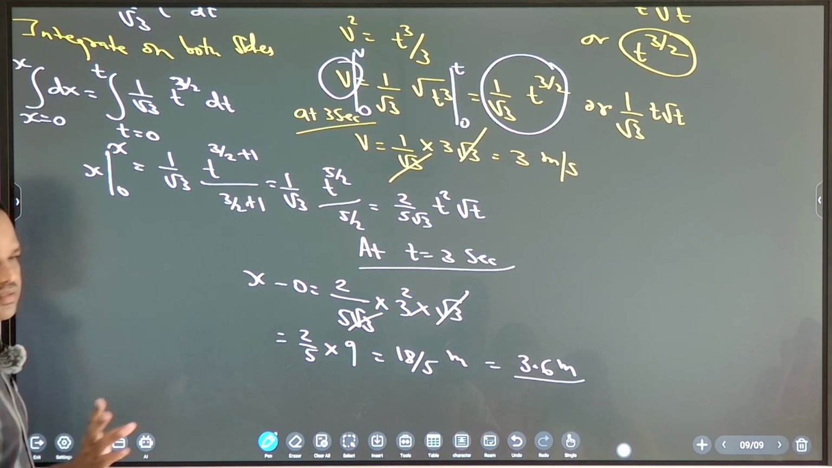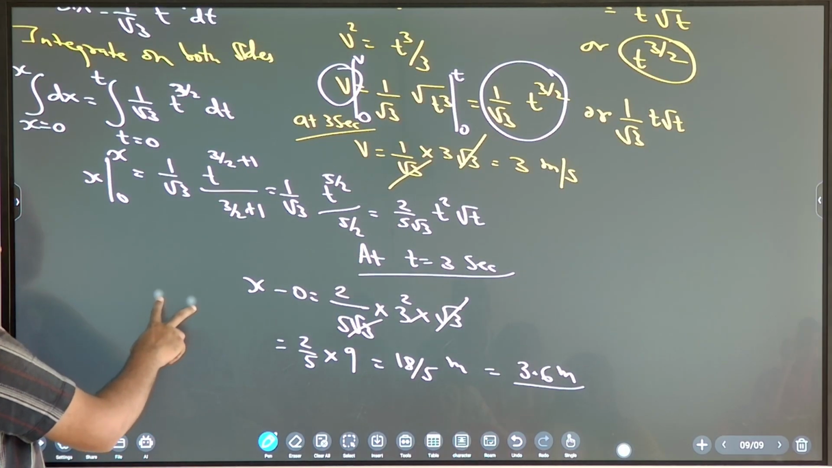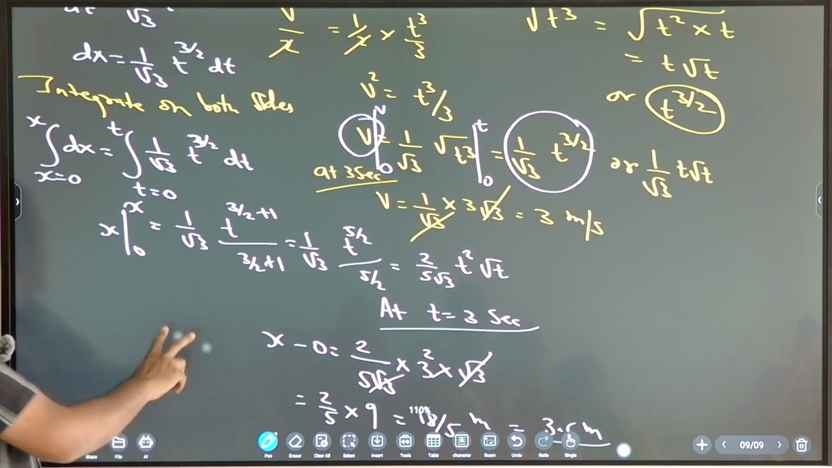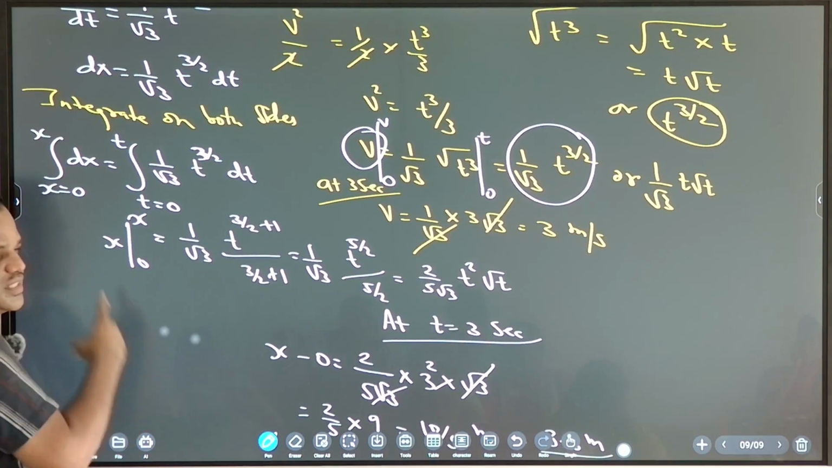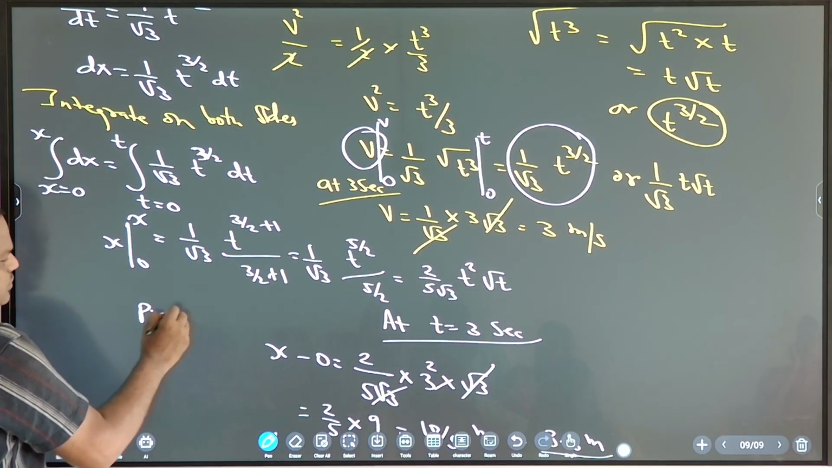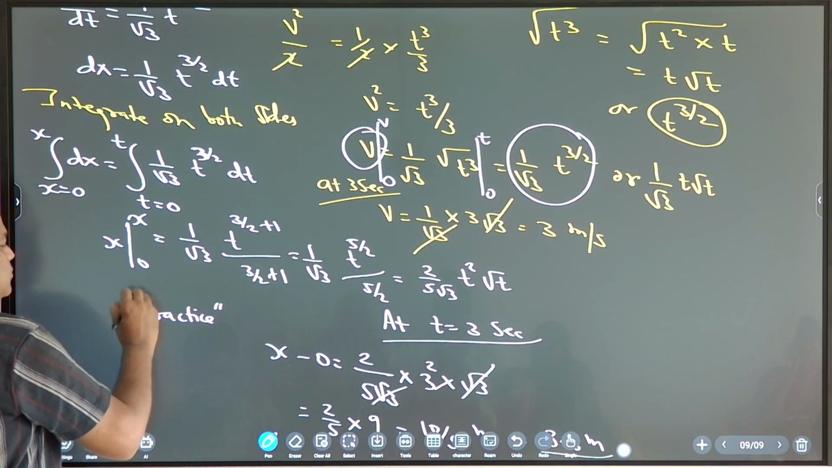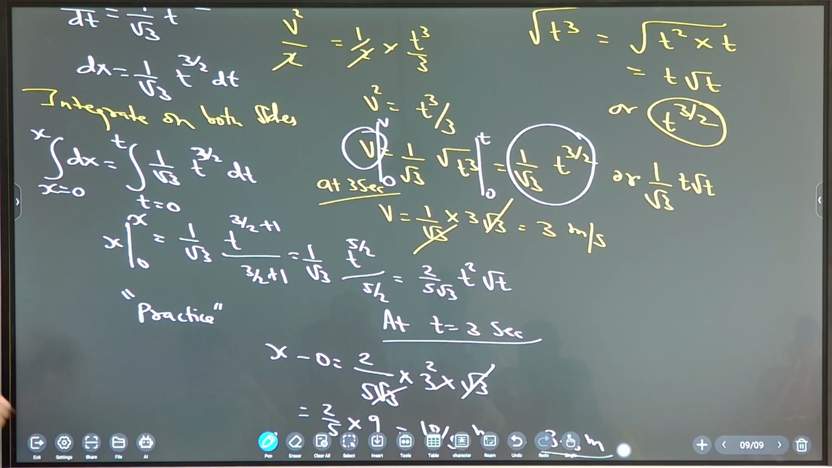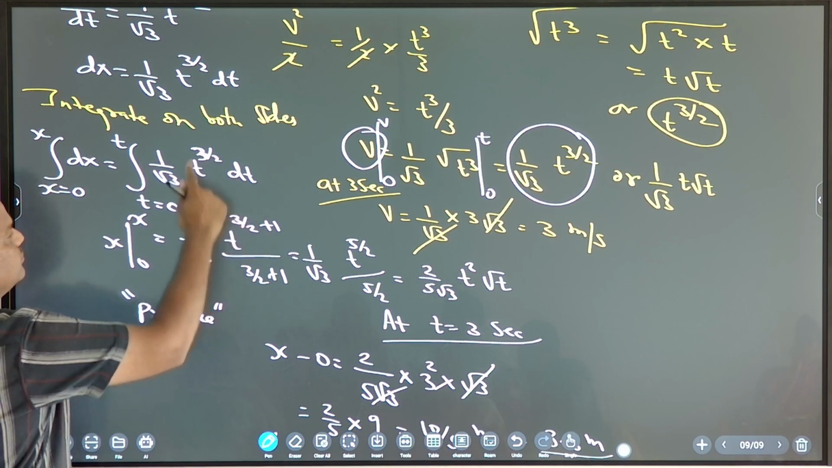Is it difficult? Note down, everyone copy this. You do it once again. Afternoon, evening, night time, early morning, you practice. You have to practice it. Practice the maths. There is a little bit of maths, integration.